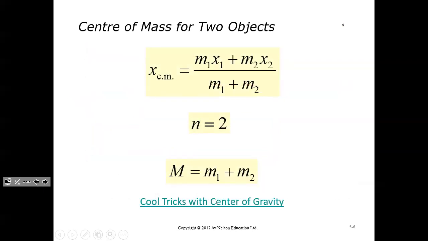So x center of mass will be m1 x1 plus m2 x2 divided by m1 plus m2, since we have only two objects. If there are three objects, then we go m1 x1 plus m2 x2 plus m3 x3 divided by the total mass, which will be m1 plus m2 plus m3.